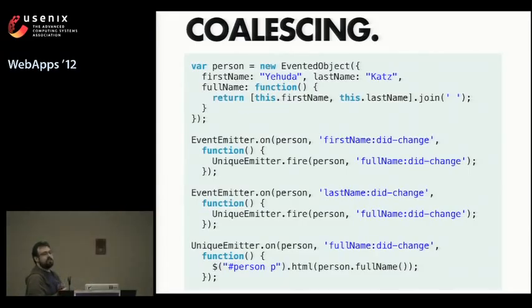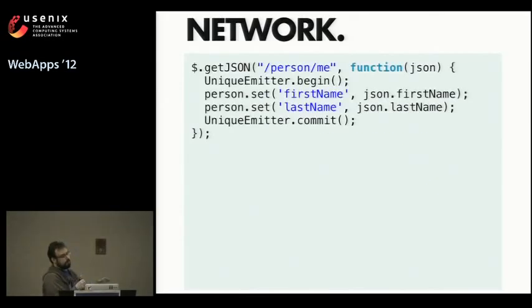Basically, let's look at what you do. You have your same first name and last name problem, but now instead of immediately updating the DOM in the chain, in the underlying changes, you say, okay, whenever first name changes, I want you to emit full name, but using a special unique emitter. The only difference between an emitter and a unique emitter is that the unique emitter coalesces events. So you keep calling the unique emitter over and over again, and later on you're going to flush all the changes, and it's responsible for making sure that the same event does not get called multiple times. So here we say, okay, whenever the first name changes, I want you to fire full name did change on the unique emitter.